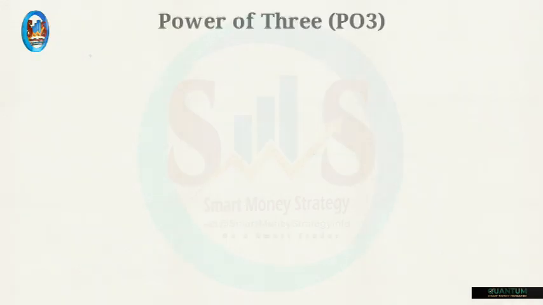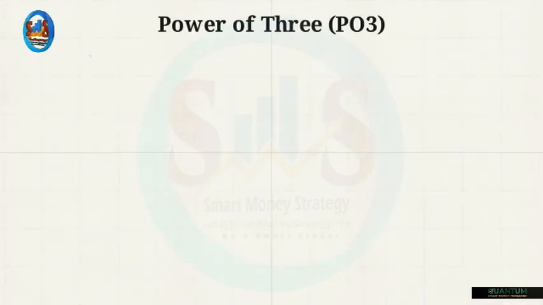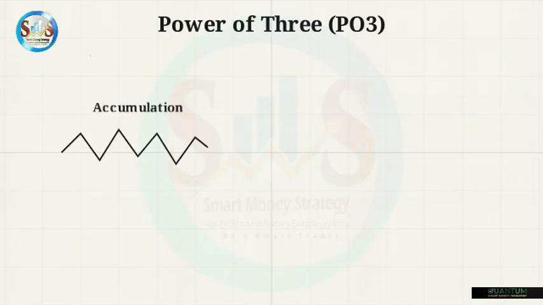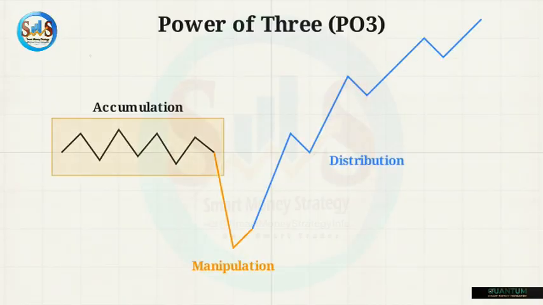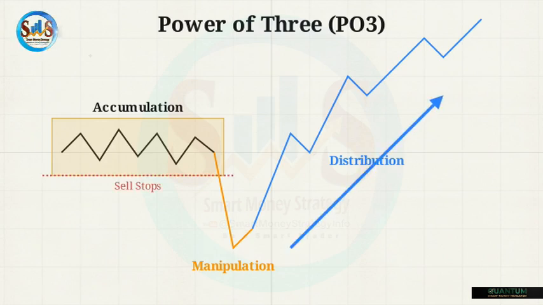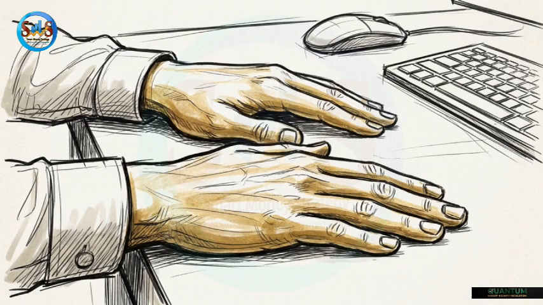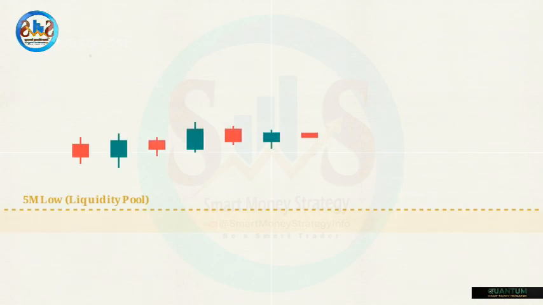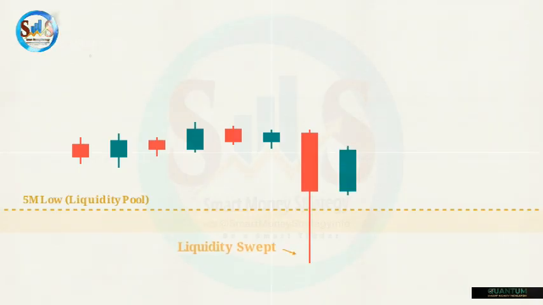This diagram illustrates how price interacts with those pools through a 3-phase cycle: accumulation, manipulation, and distribution. The market consolidates, breaks out aggressively to trigger those resting orders, and then reverses into the true trend. Your job right now is to wait. Do not enter a position. Watch the price action until it spikes past either that 5-minute high or the 5-minute low.